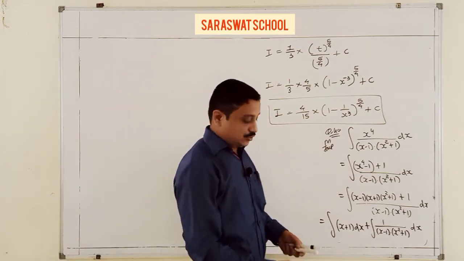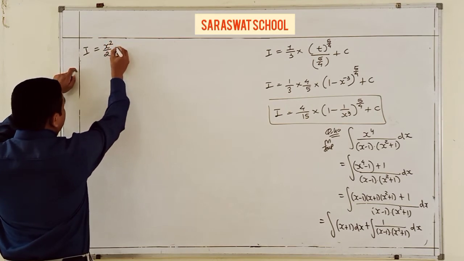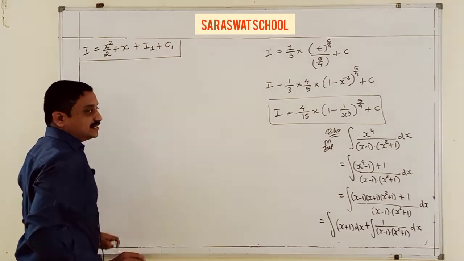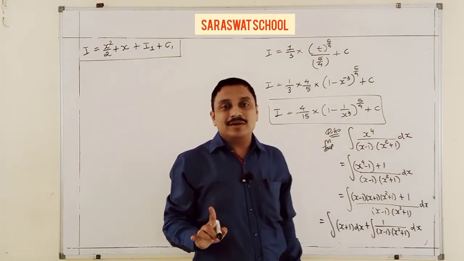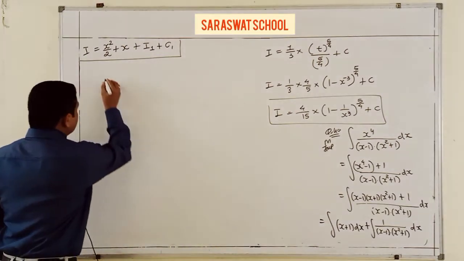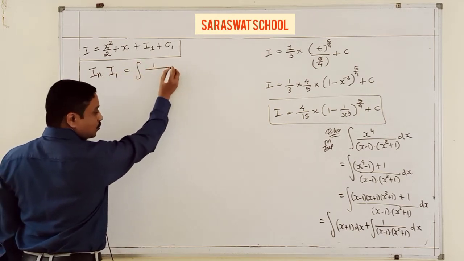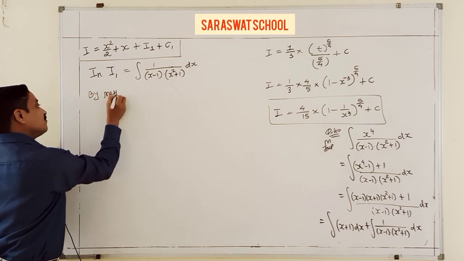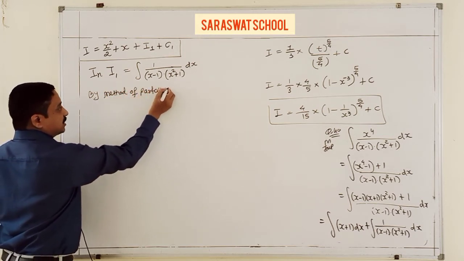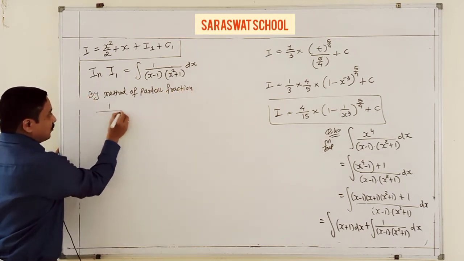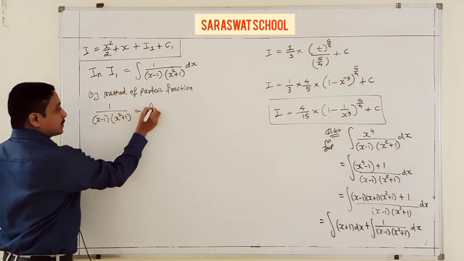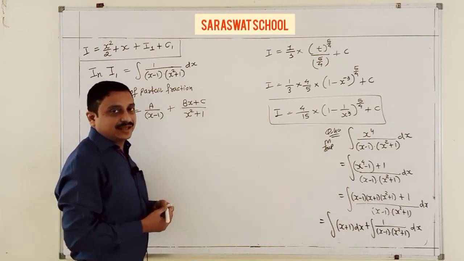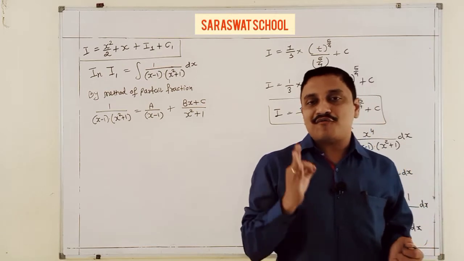So, I start now little solutions. Integration I, x square by 2 plus x and plus here I1 plus c1, and that's here as it is. This I1 now, I explain by method of partial fractions. So, in I1, 1 below x minus 1, x square plus 1, I will do by method of partial fractions. Students, there are two factors, but one are joining. So A upon x minus 1, another begins bx plus c upon x square plus 1. And anyhow, decide the value of A, B, and C.